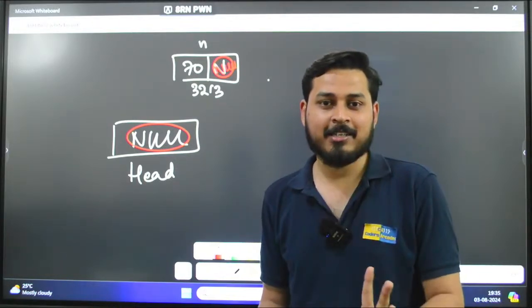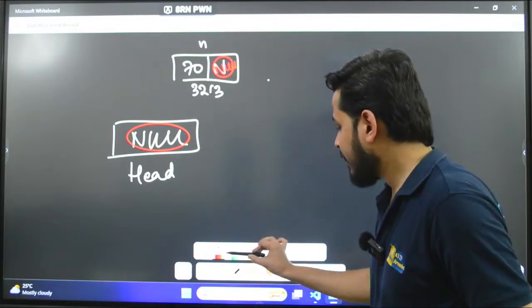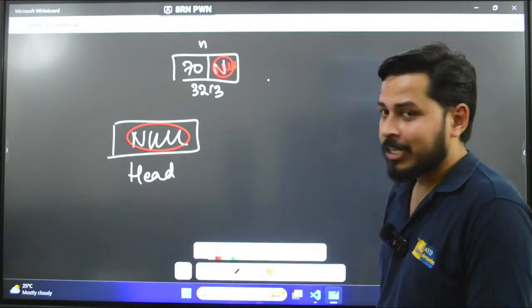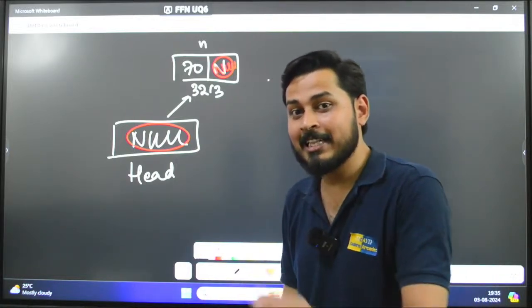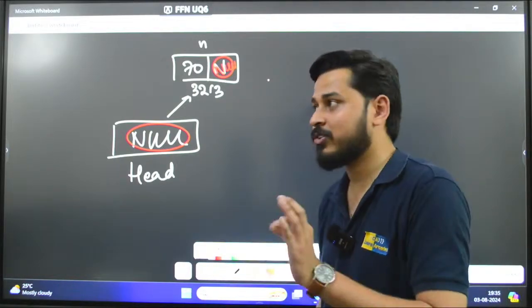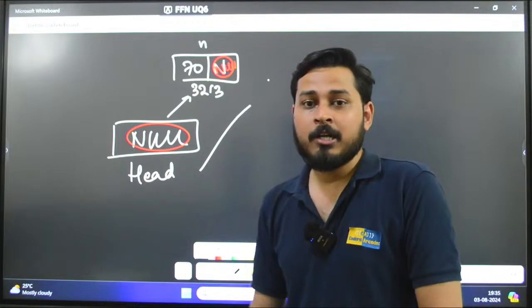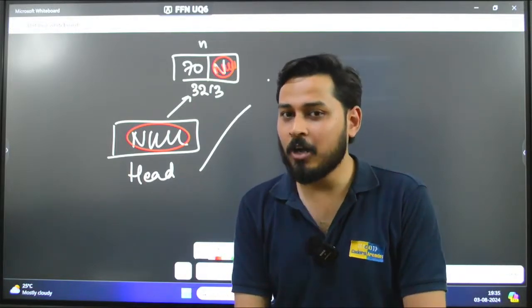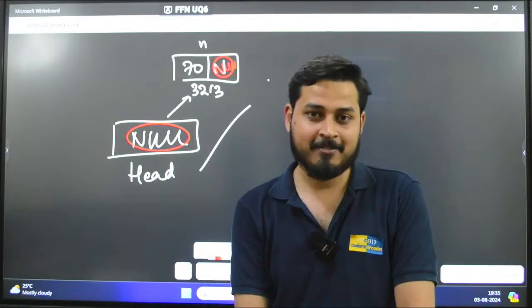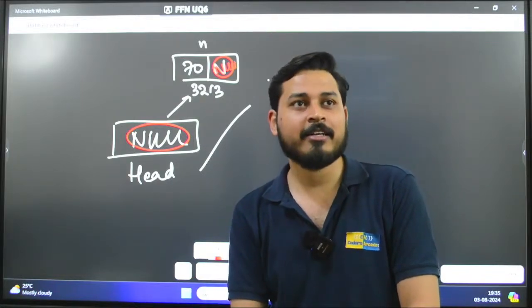That is it. And then what did we say? Head, you point towards n. That line will actually make the change and the insertion will happen. So the code works in both the scenarios, when the head is not null and when the head is null. I hope this is very much clear as well.